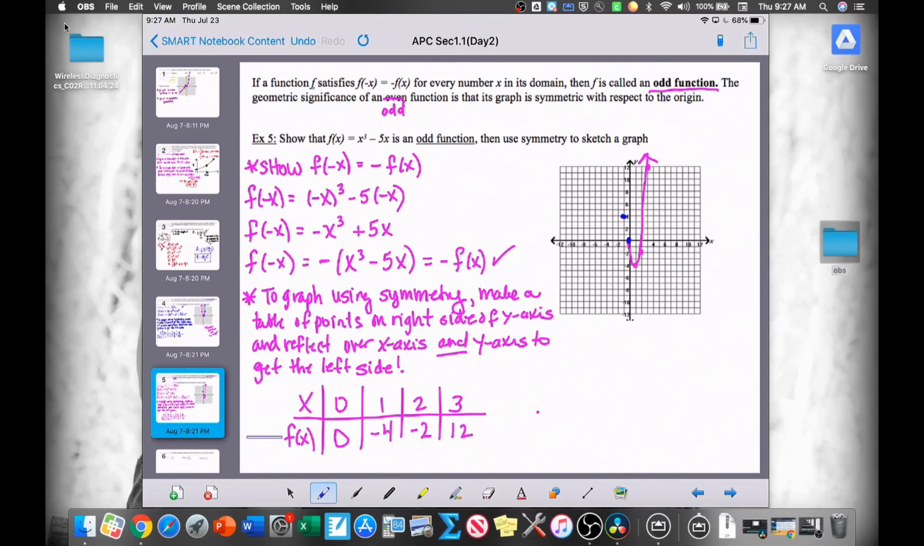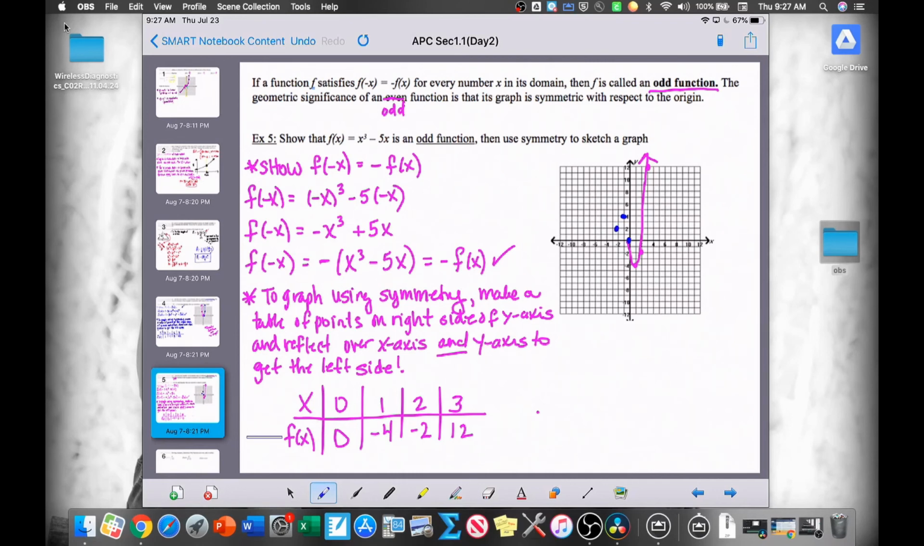Okay, then let's do our next point, which is (2, -2). So if I reflect that over the x-axis, (2, -2) would be at (2, 2). And then if I reflect that over the y-axis, that would become (-2, 2). So right there. And then finally, my (3, 12).